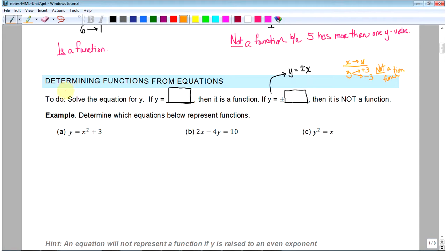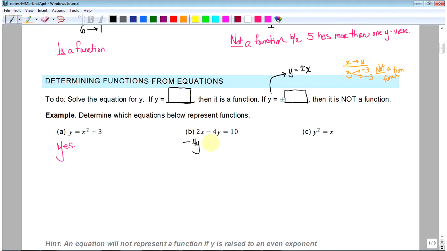So determine which equations below represent functions. In the first one, I see that y is already by itself. There's no plus or minus, so I know that this one is a function. So I'm just going to put yes. In my second equation, before I can answer, we need to solve for y. So I'm going to subtract 2x to the other side.